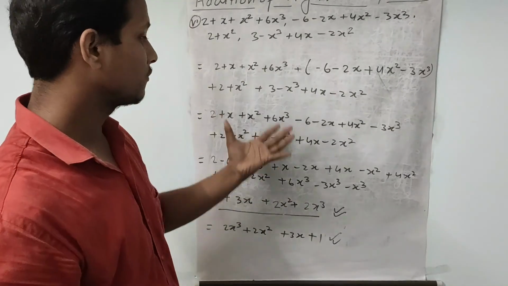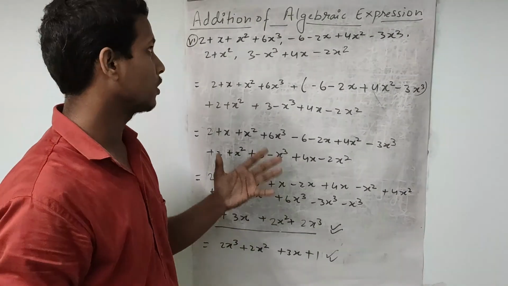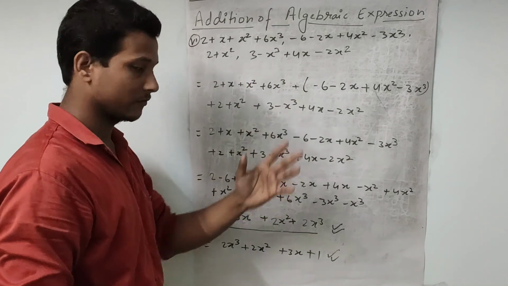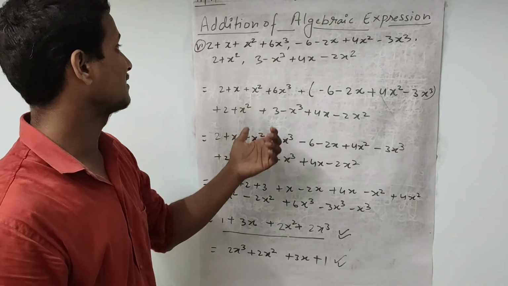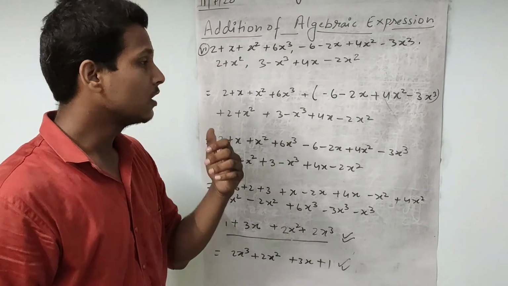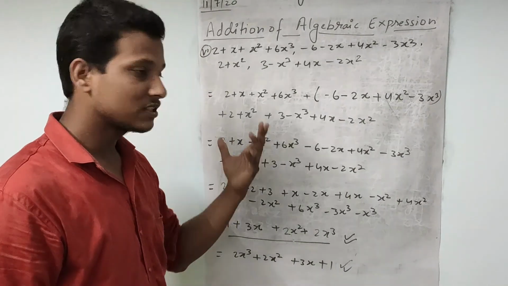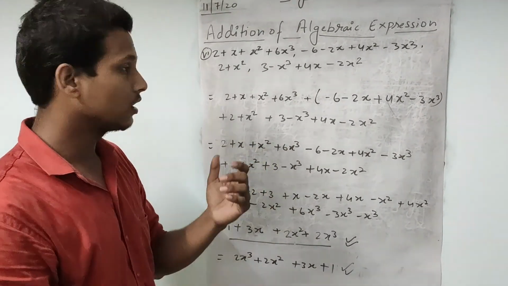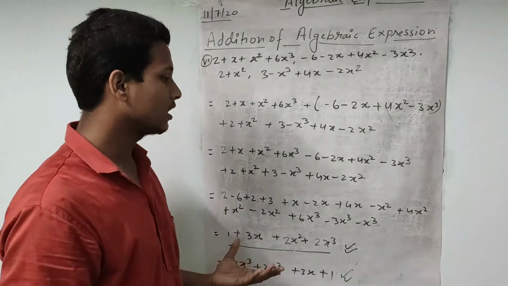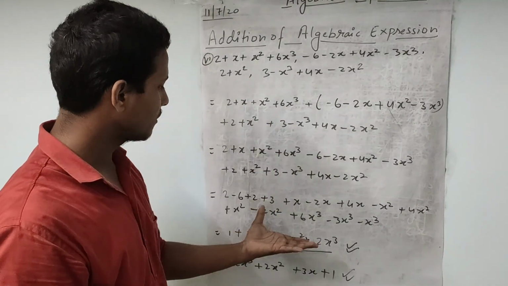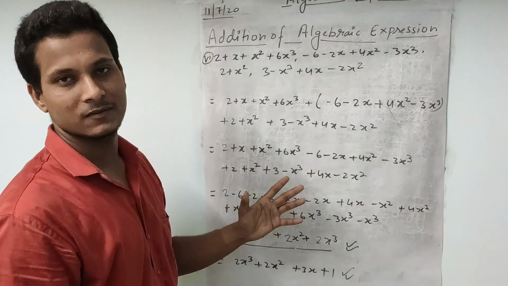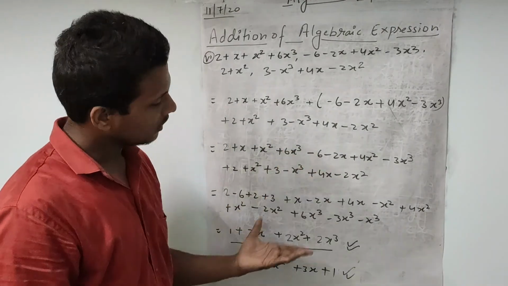Okay, this method is very lengthy, so for long questions, or terms like polynomials in addition or subtraction, we apply the column method, which is very easy and very clear. So we will always apply the column method. This method I am showing you because you will understand clearly, and then you can also apply this method.